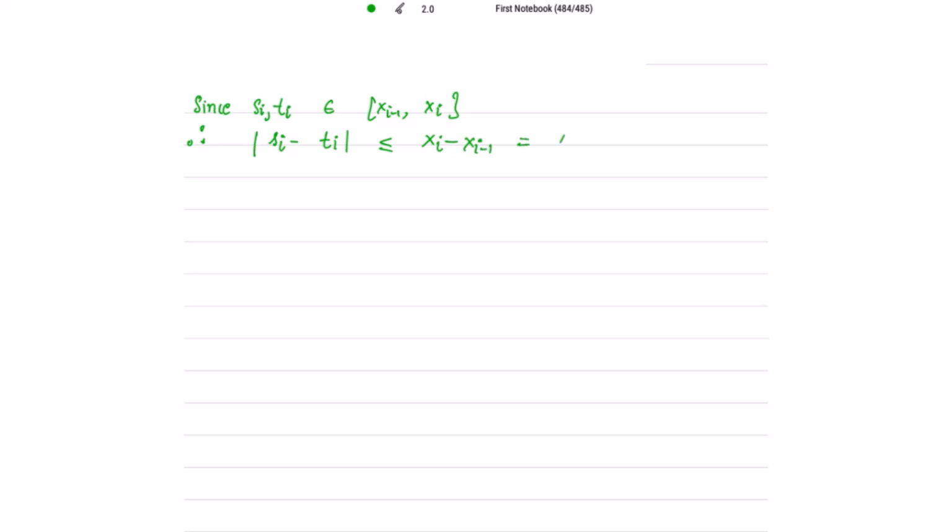This is nothing but delta xi. And we have taken this to be less than this delta. So this implies mod of si minus ti is less than delta. Please don't confuse this: I have written si like this and here it is si. It is one and the same thing. Don't get confused.